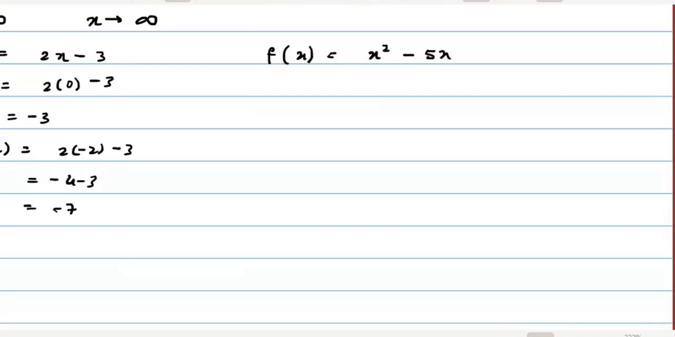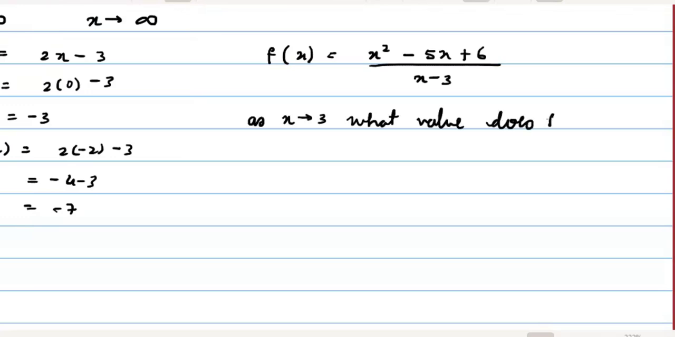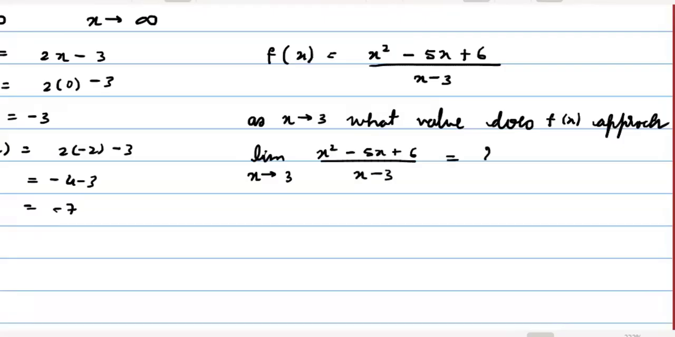Now consider (x square minus 5x plus 6) upon (x minus 3). Okay, I'm looking at something like this. So now that you know what this means, I'm asking a question: as x approaches 3, what value does f of x approach? Okay, so as x becomes closer and closer to 3, what value does the function approach? Now I have a way of writing that, and this is limit of x approaching 3 of (x square minus 5x plus 6) upon (x minus 3) is equal to what?